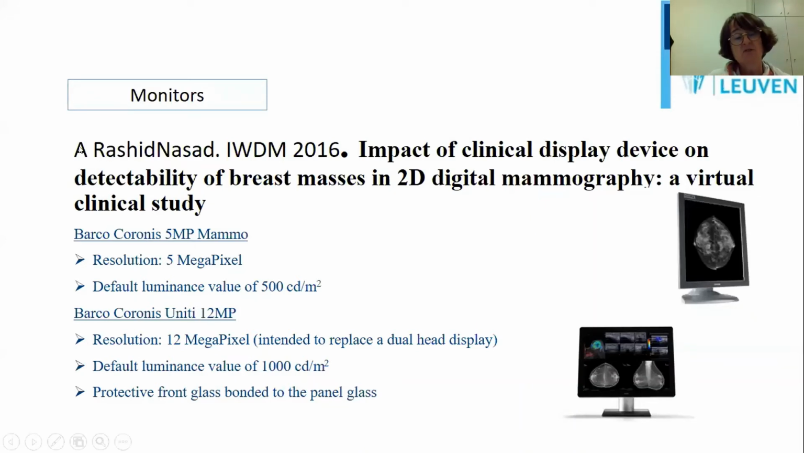The next student, Alaleh Rashidnasab, did work around the same time. You see that we become more and more up to date, more and more recent. She also did a study with monitors, and here the question was, what was the impact of the best display device versus somewhat lower quality devices?